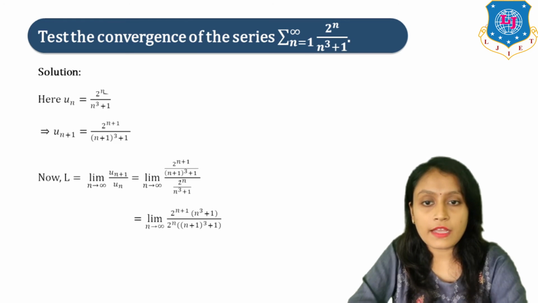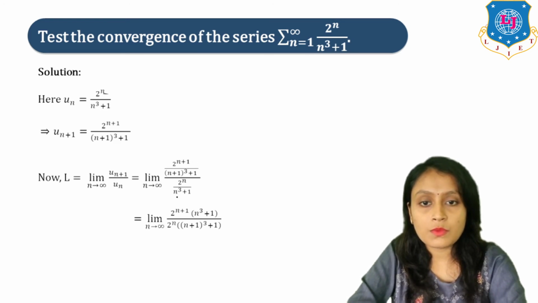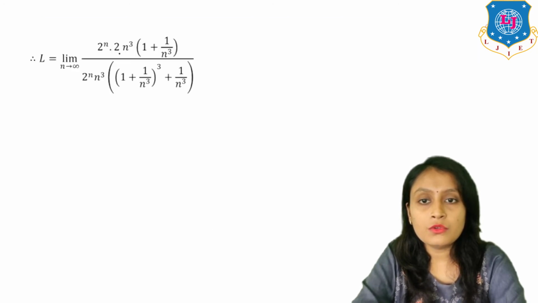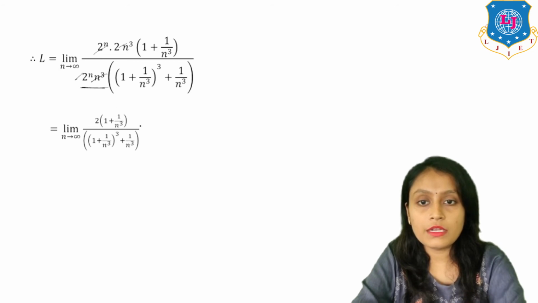Okay, now simplify. So you will get 2 raised to n plus 1, and this will go to the numerator. Here we have n cube plus 1, and this we will write in the denominator, that is 2 raised to n into n plus 1 whole cube plus 1. Now we will simplify this, so you will get 2 raised to n into 2. We will also take n cube common, so here we have 1 plus 1 upon n cube. In the denominator also we will take n cube common, so here we have 1 plus 1 upon n whole cube plus 1 upon n cube. This n cube will get cancelled, 2 raised to n will get cancelled, so what remains is 2 into 1 plus 1 upon n cube, and the denominator as it is.